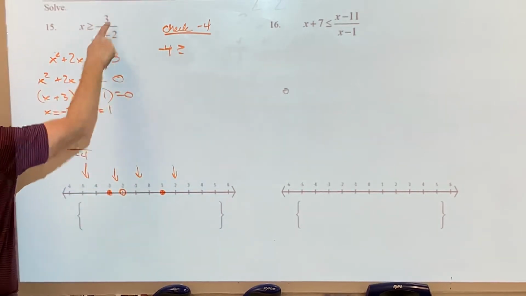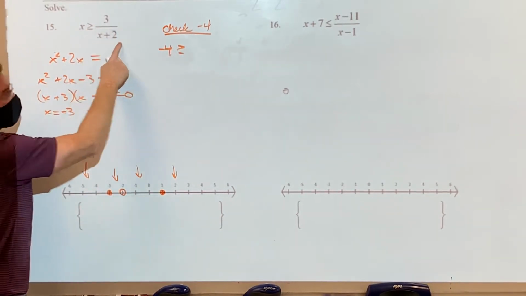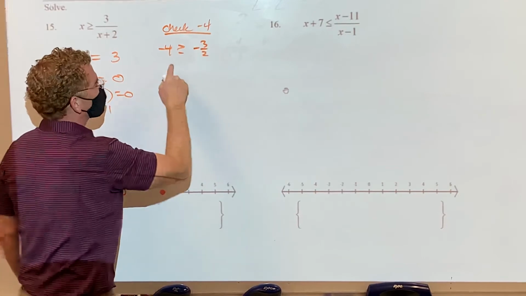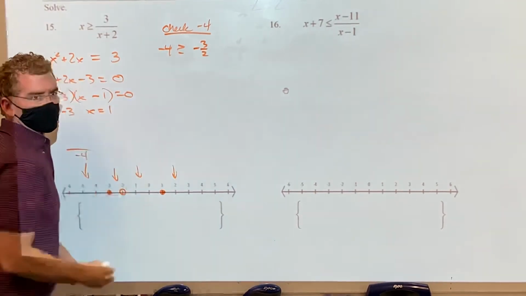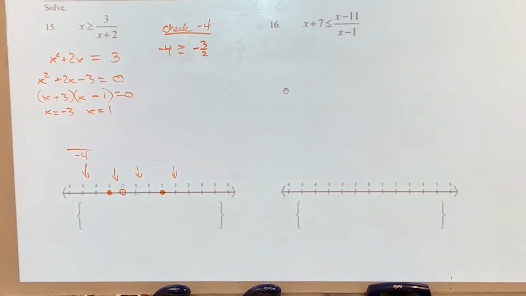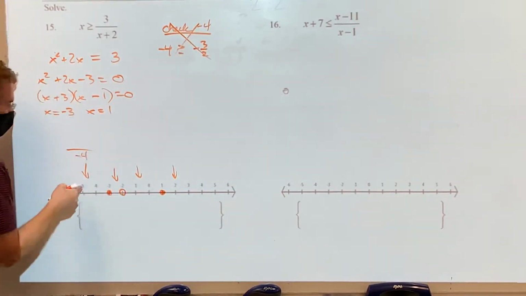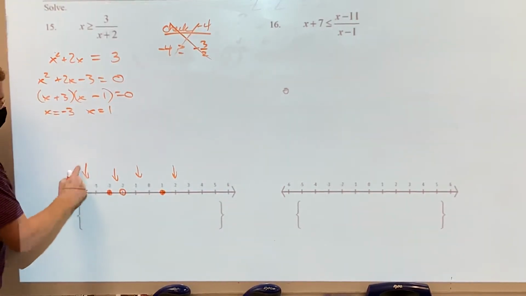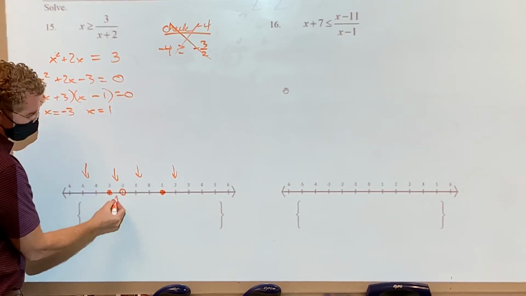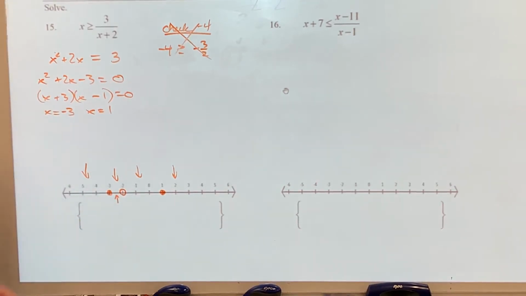And here I'm going to get 3 over a negative 2, so a negative 3 halves. So is negative 4 a bigger number than negative 3 halves? No, it's much further to the left. So that's not true. I am not going to shade this. And then I can check. This is a little annoying. Sorry, I try to keep these separated enough to give you a whole number, but it's not always the case.